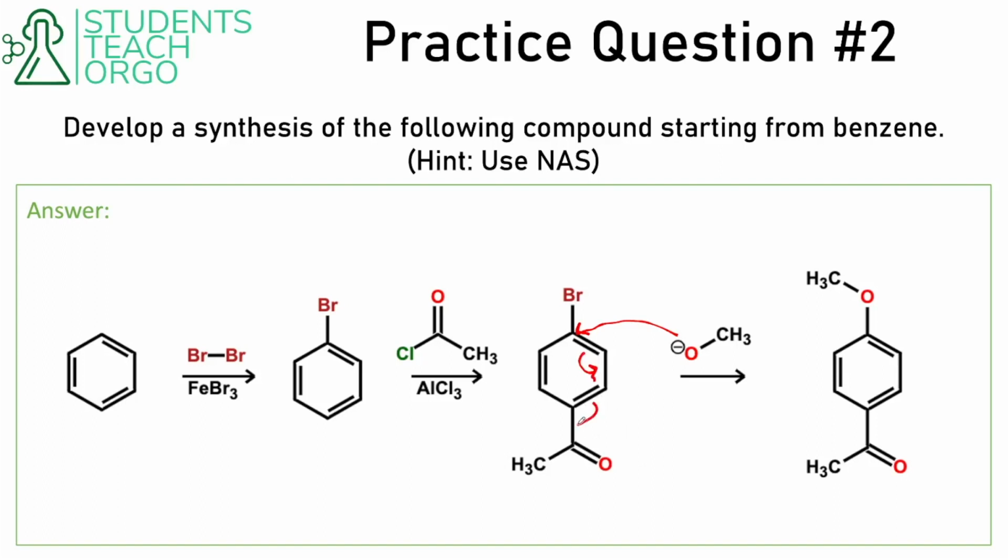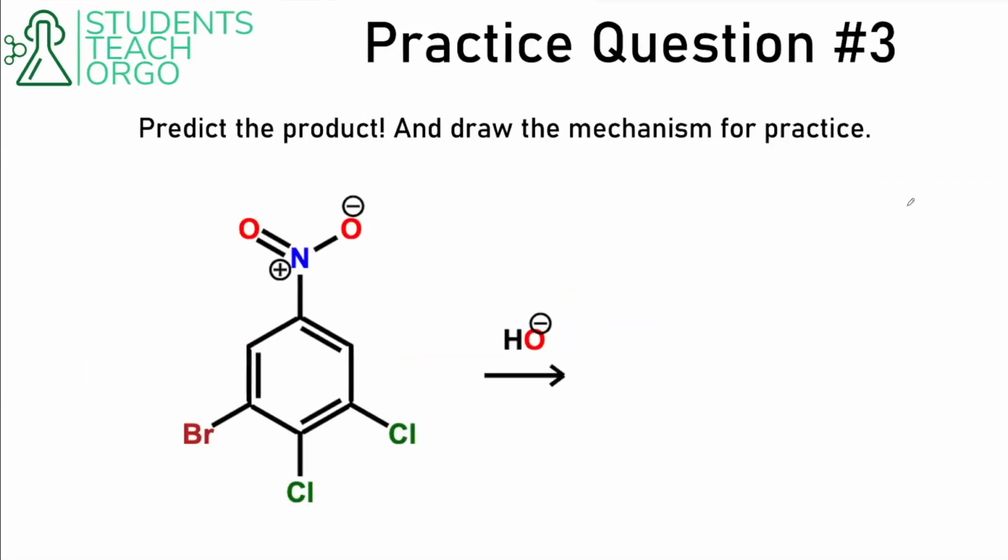So we can move the electrons all the way onto oxygen, oxygen will have a negative charge, and then it'll kick it right back, reverse all those arrows, and bromine will leave to give us the product that we were asked to synthesize. And here is a third practice question.